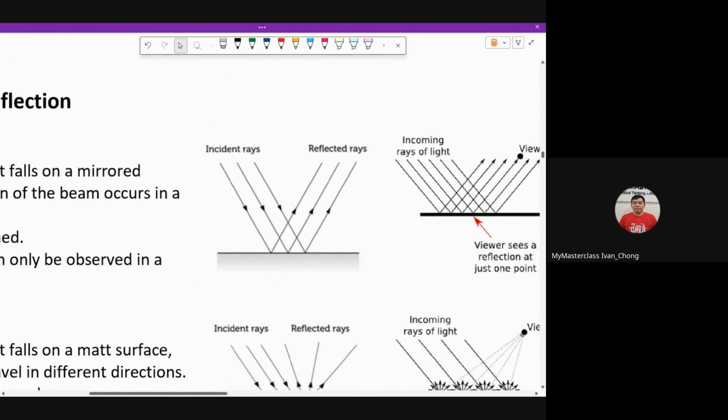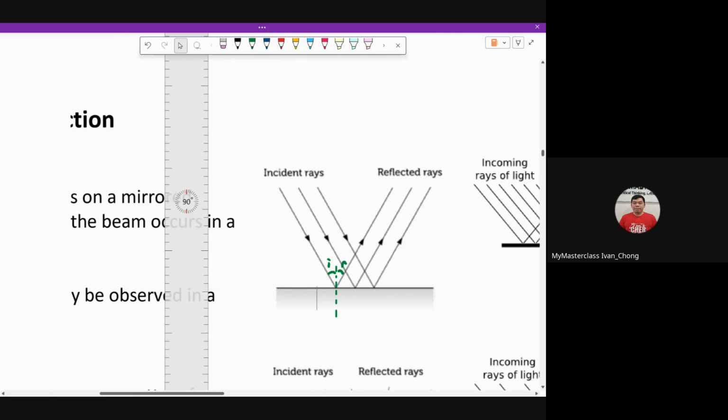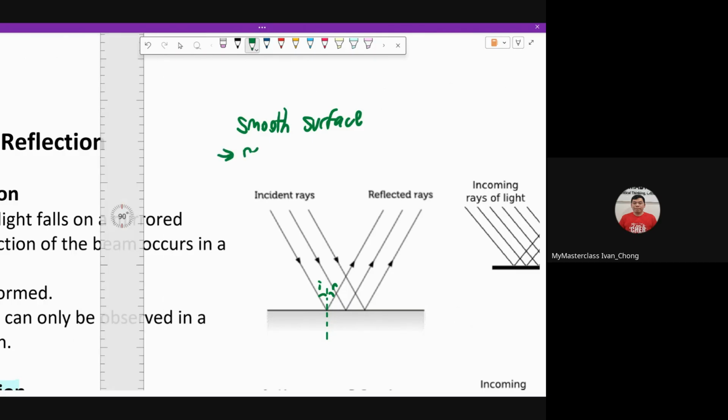Okay, so let's take a look at this first. This incident ray, same thing. If you want, you can actually just take note. When you draw your normal, 1, 2, 3. Your I and your R are the same. Okay, so if you do all of this, they are exactly the same. That's what we have learned just now. So what does this mean? It means if you have a smooth surface, you can see the surface is very horizontal, right? Smooth surface, what does that mean? When you have a smooth surface, you will have regular reflection.